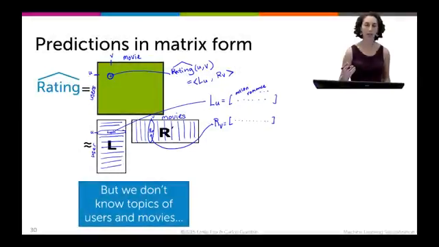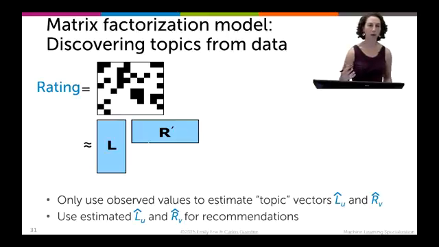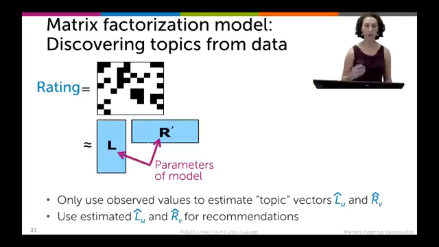But an important thing is the fact that we don't actually have this information. We don't have these features about the users or about the movies. So instead, we're going to flip this problem on its head, and we're going to try and estimate these matrices, this L and R matrix, which is equivalent to estimating these topic vectors or feature vectors for every user and every movie based on our observed ratings. So these matrices, or these collections of topic vectors, are the parameters of our model.